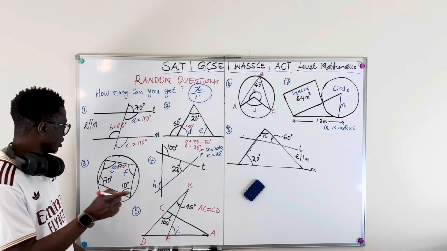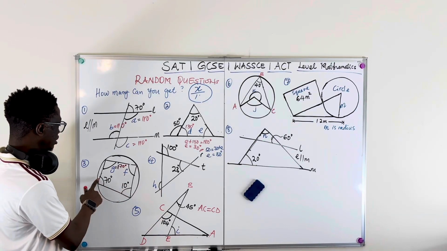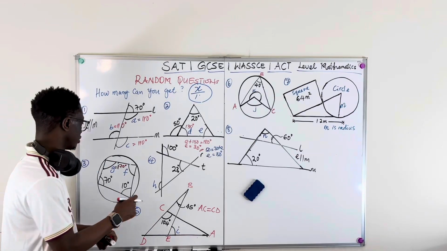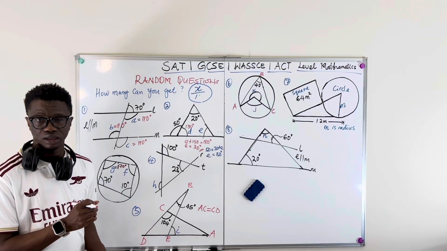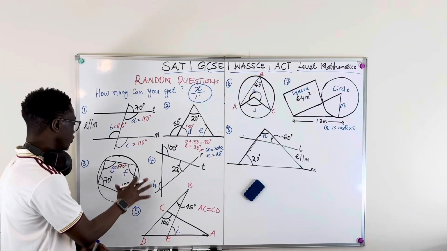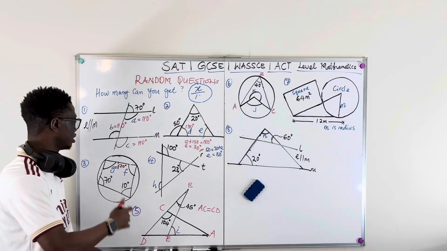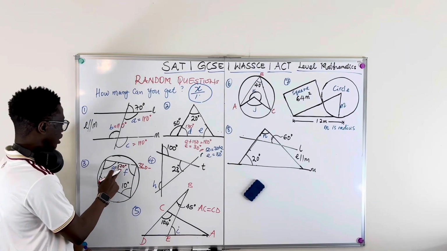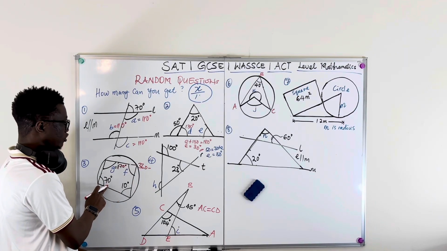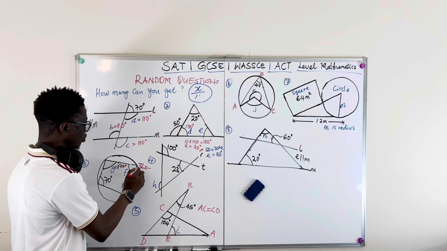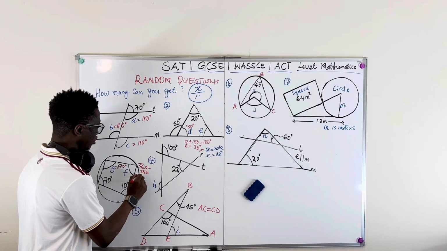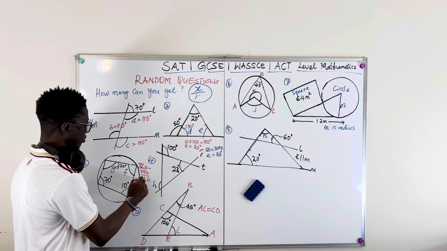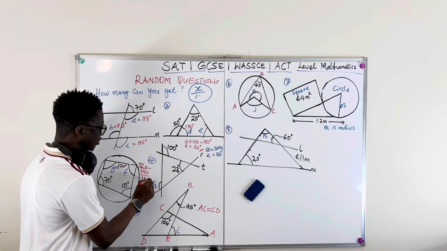Now, there are two ways you can solve this. This and this add up to 360 degrees because it's a quadrilateral. So you can add all of them and equate to 360 degrees. Then 360 minus 170 plus this gives you 240. 240 plus this gives you 250. So you have 110.